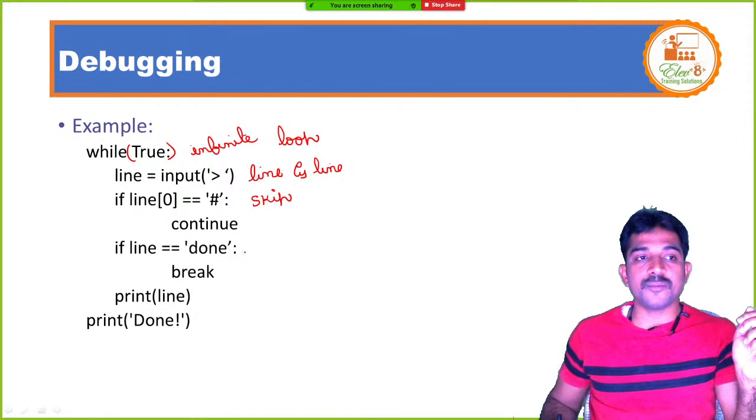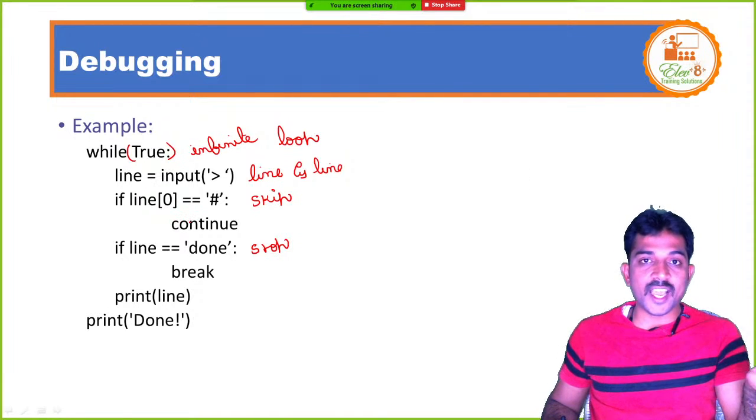If you enter done, then break means stop the process. This one is stop the process. Else, if you are not entering a hash and you do not enter done, you simply print that line, right? This is the process.